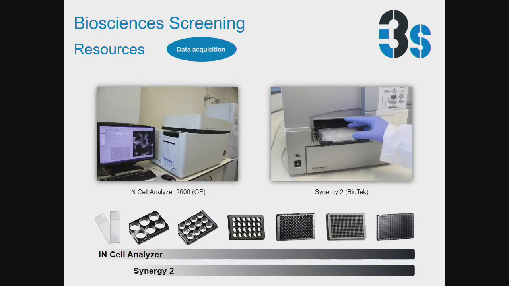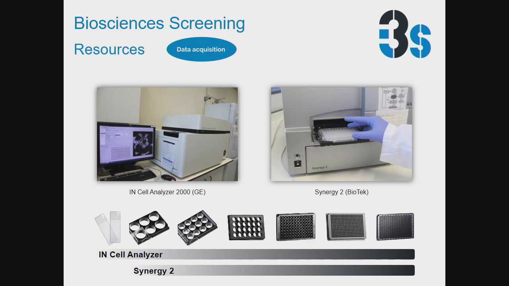In terms of data acquisition, we have two main high throughput instruments. We have the in-cell analyzer, which inside of that box is a fully automated wide field microscope, equipped with a 2x, 10x, 20x, and a 40x high numerical aperture objective. You can acquire images at very high speed, and you can also do live imaging because it's equipped with environmental control.